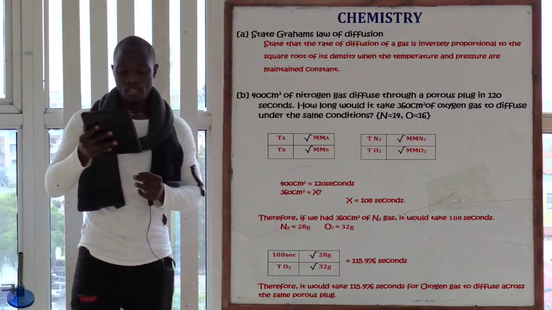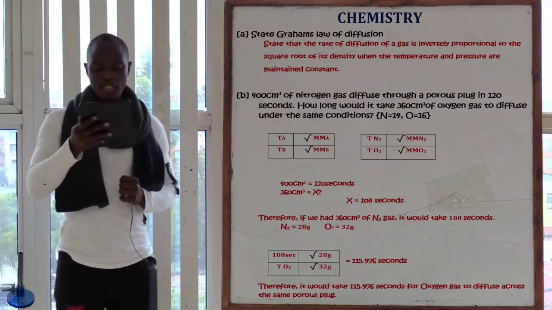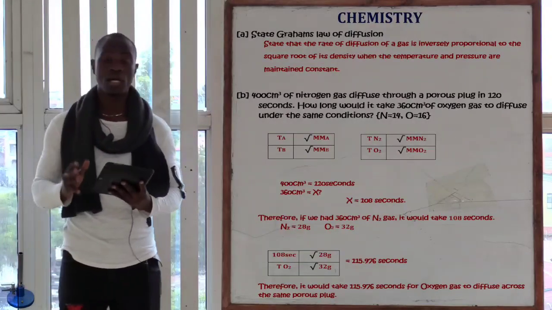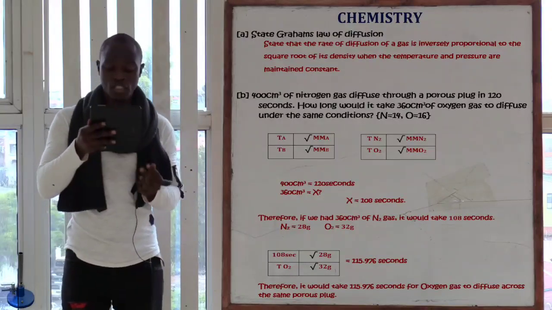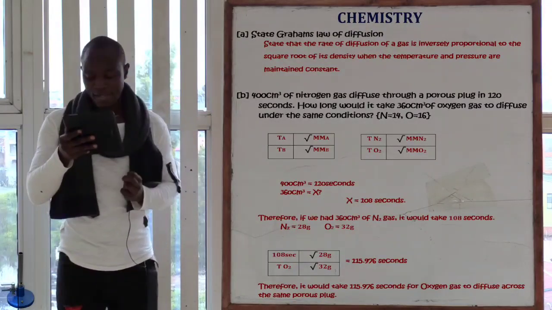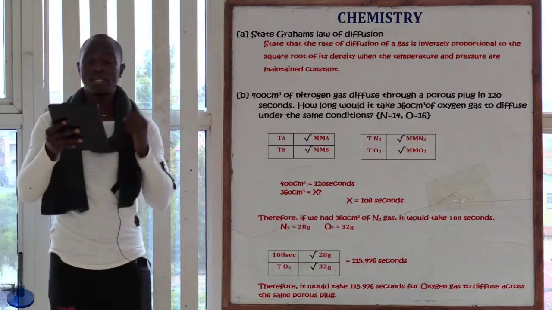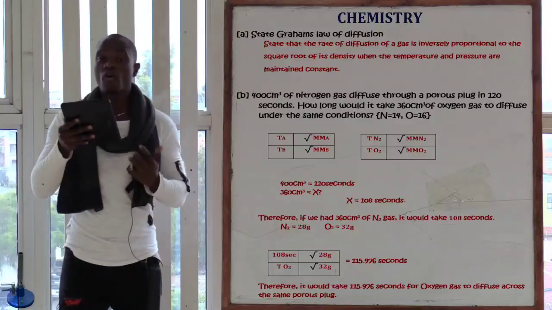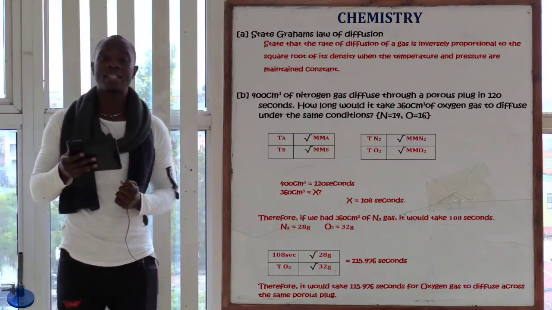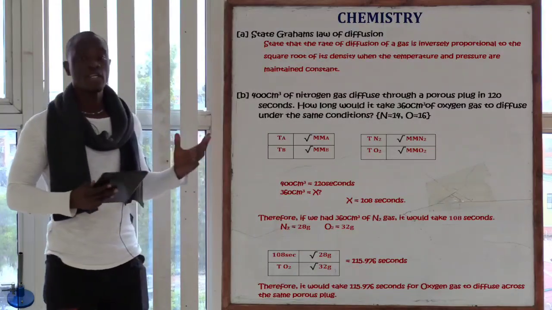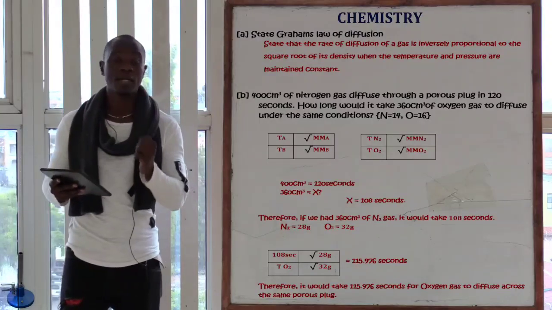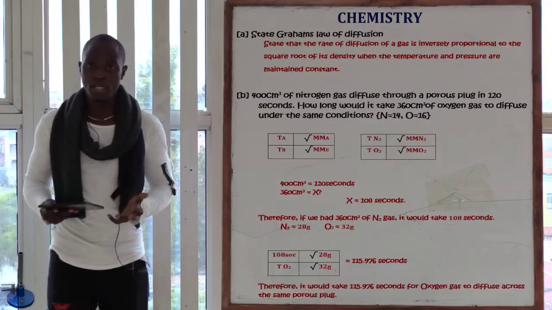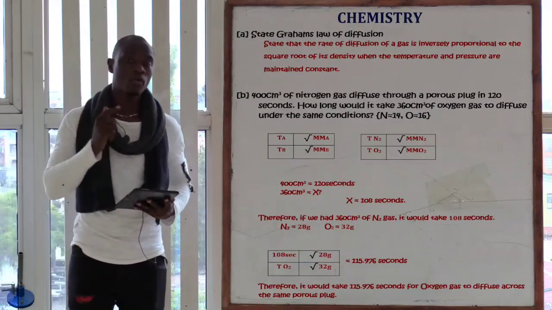So part B was asking: 400 centimeters cubed of nitrogen gas. So take note, this is nitrogen gas, not nitrogen atom. So 400 centimeters cubed of nitrogen gas diffused through a porous plug in 120 seconds. How long will it take 360 centimeters cubed of oxygen gas to diffuse under the same conditions?